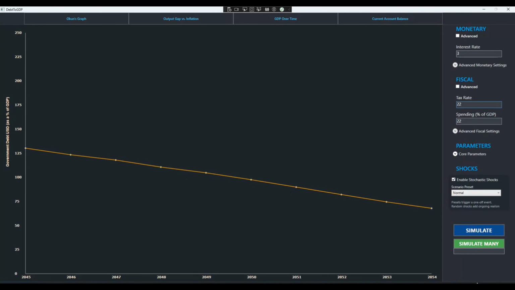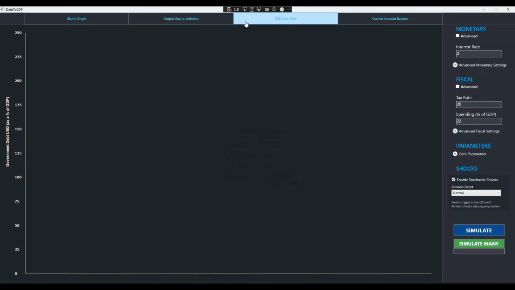And now we can view the results if the balance was in equilibrium. When we revert back to a 20% tax rate and a 22% spending of GDP, this line should be higher up, and GDP over time should be a bit lower down. So resetting the simulation, going back to GDP over time and simulating 30 years.